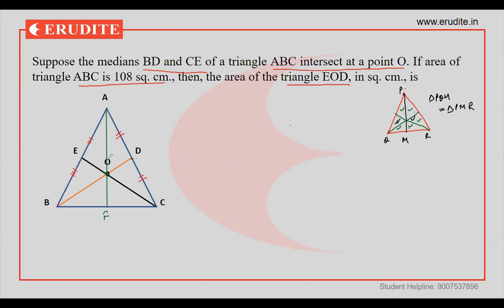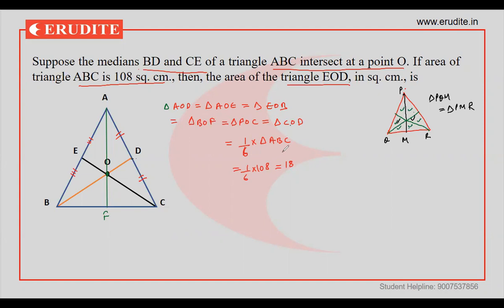So that means area of the triangle AOD will be equal to area of the triangle AOE. I'm writing here. Area of the triangle AOD will be equal to area of the triangle AOE will be equal to area of the triangle EOB will be equal to area of the triangle BOF will be equal to the area of the triangle FOC will be equal to the area of the triangle COD, and it will be equal to 1/6 part of the entire area of the triangle ABC, which is given how much, guys? 108. So each one is equal to 18.